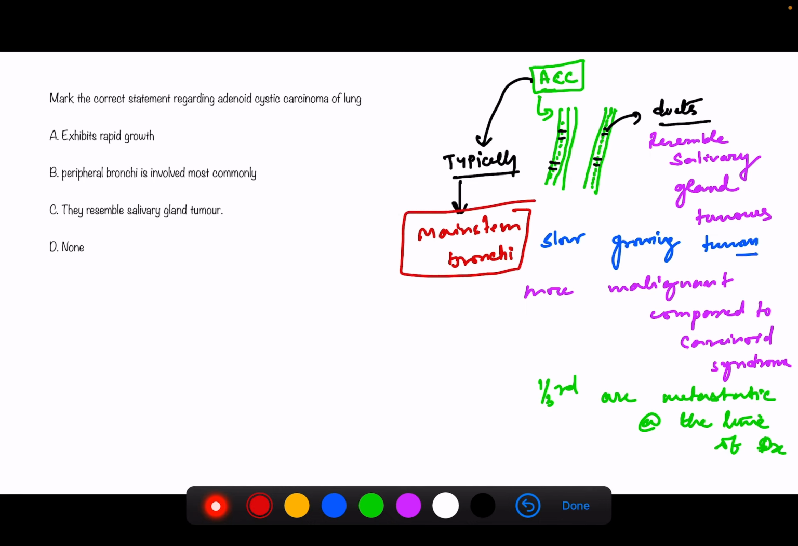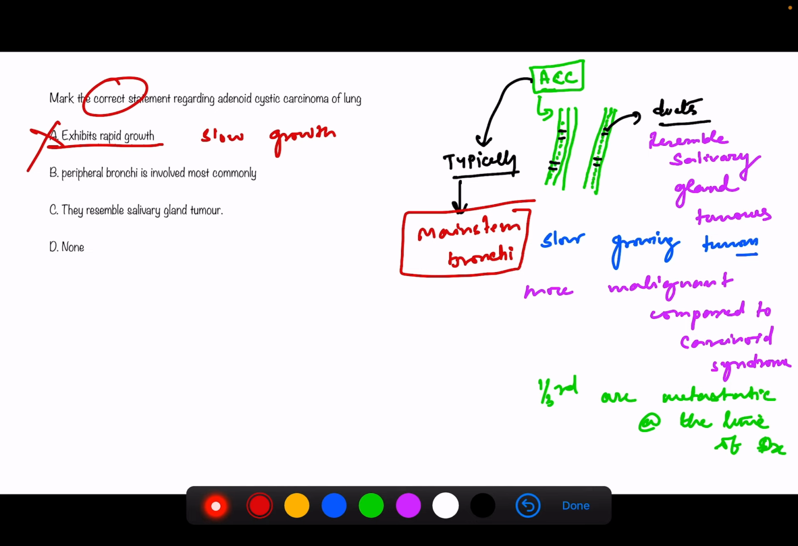So now let us try to answer the question. We have to mark the correct statement. Option A, exhibits rapid growth. False. They are more malignant than carcinoid tumor. One third are metastatic at the time of diagnosis, but they don't exhibit rapid growth. The tumor itself exhibits slow growth. Alright, so this is not the correct option.